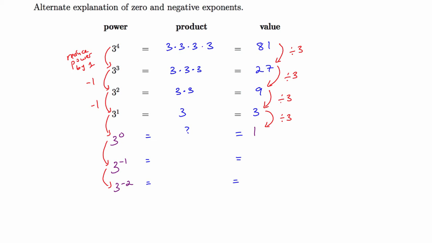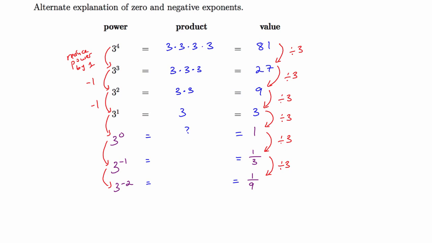And what about when we go from 3 to the 0 to 3 to the negative 1? We drop the power by 1, which means we need to divide the value by 3. Well, 1 divided by 3 is 1/3. And similarly, when we go from 3 to the negative 1 to 3 to the negative 2, we dropped the power by 1, which means over here in the right column, we need to divide the value by 3. And 1/3 divided by 3 is 1/9.